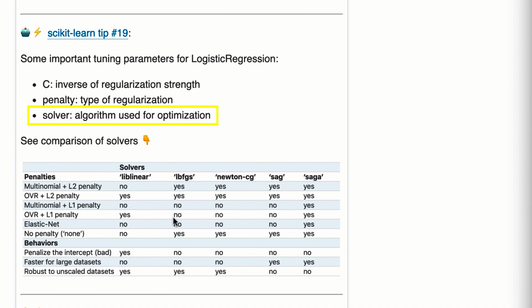LBFGS does not support L1. LibLinear does support L1. So the point is, I wouldn't usually put solver in my grid search. I would put C and penalty in my grid search. Regarding solvers, if you're getting warnings about convergence, then yes, you can try to get it to converge. Usually it's just easiest to switch solvers rather than trying to get a solver to work better.